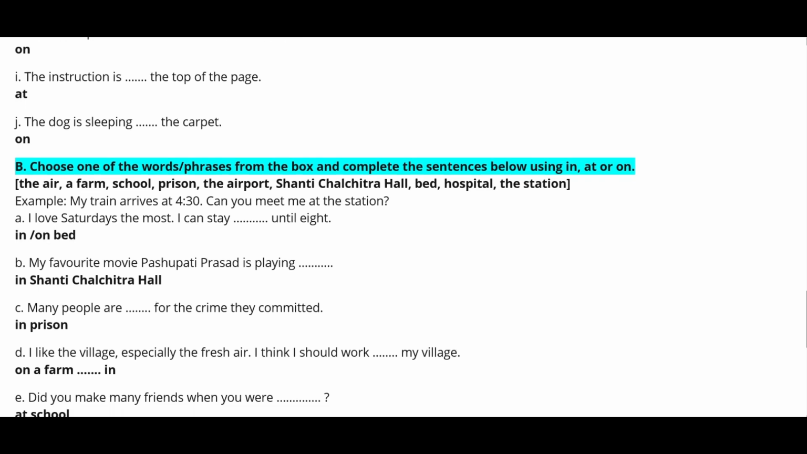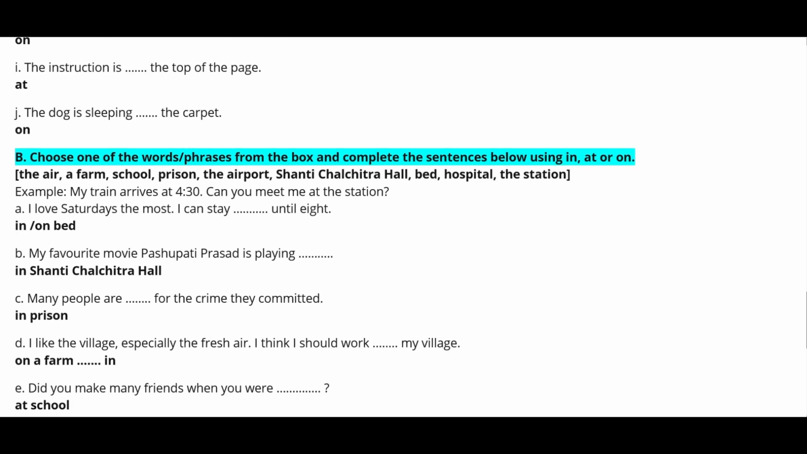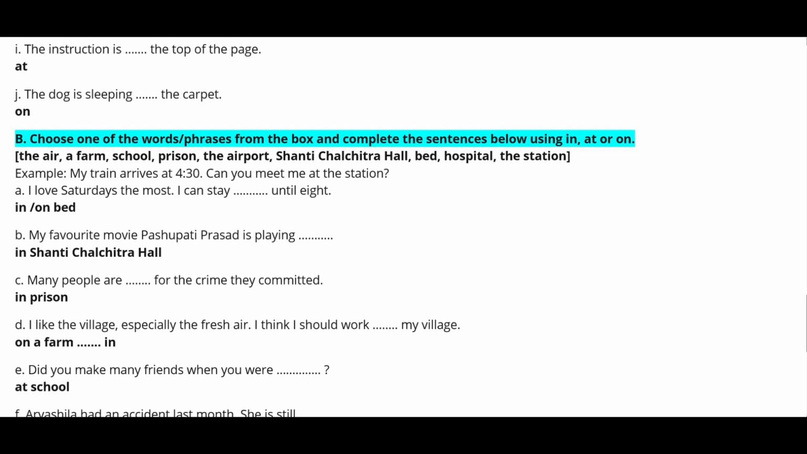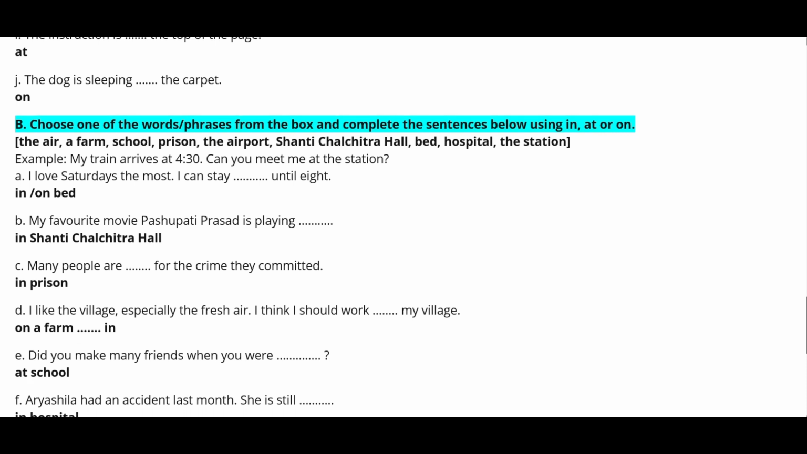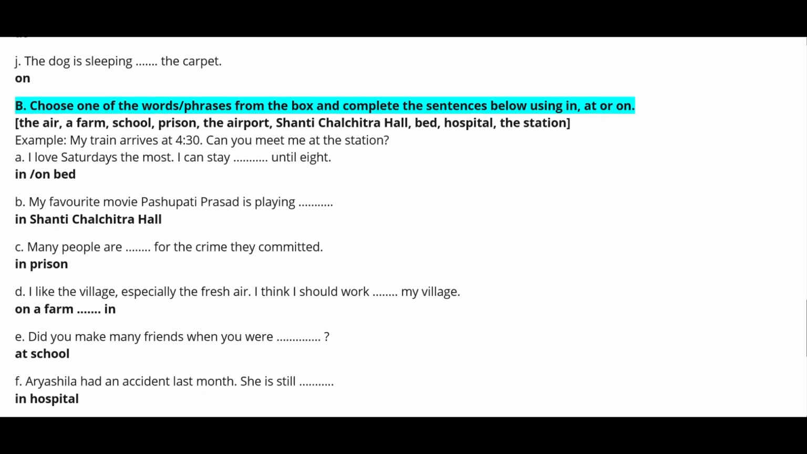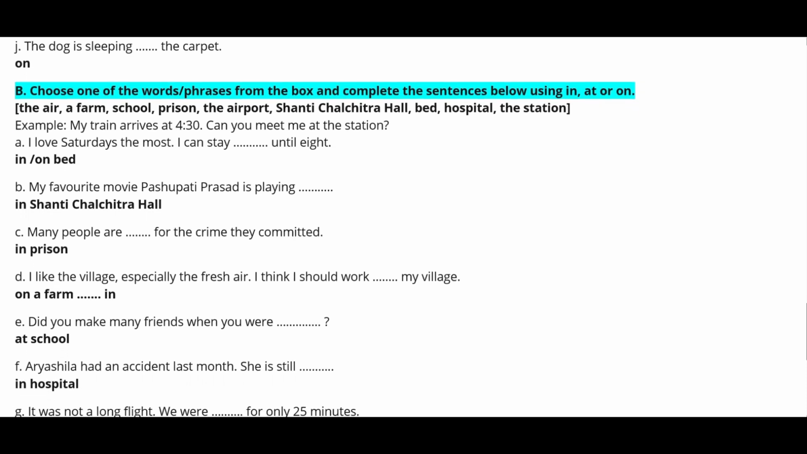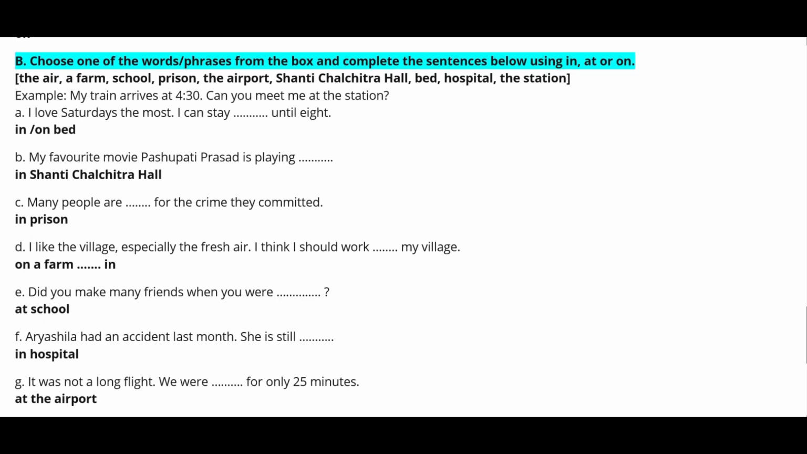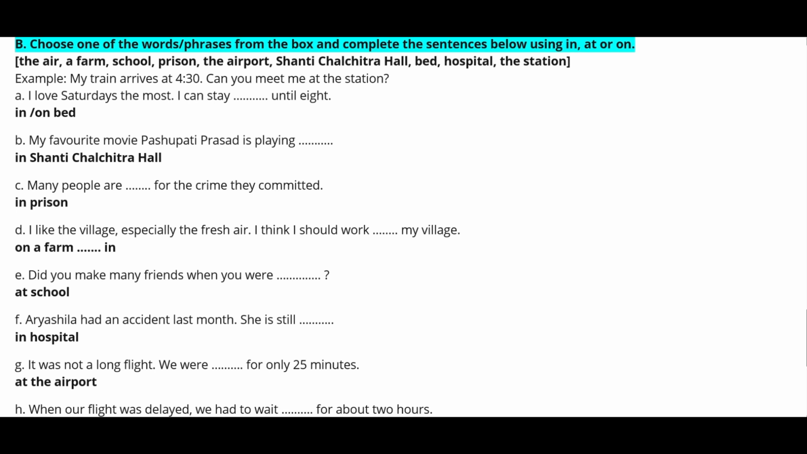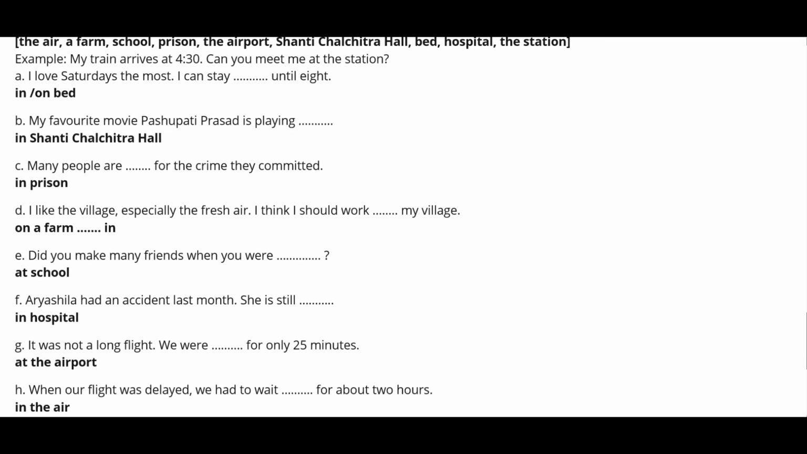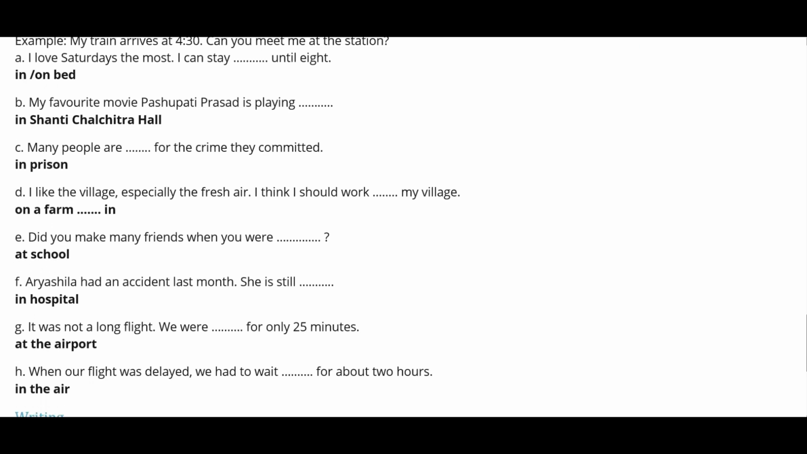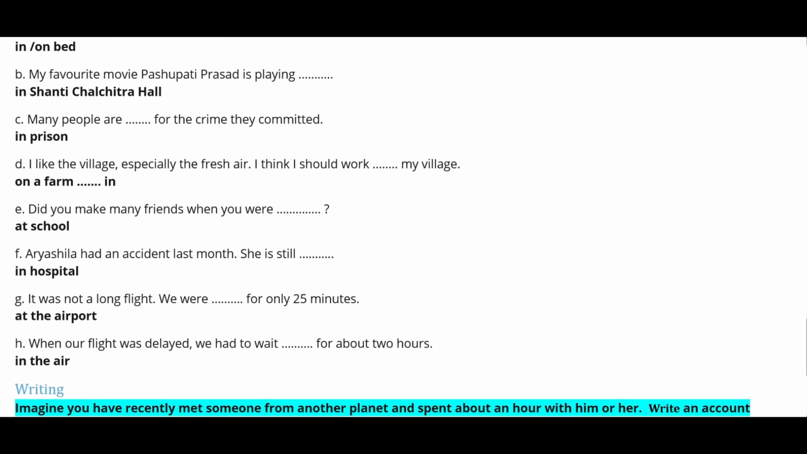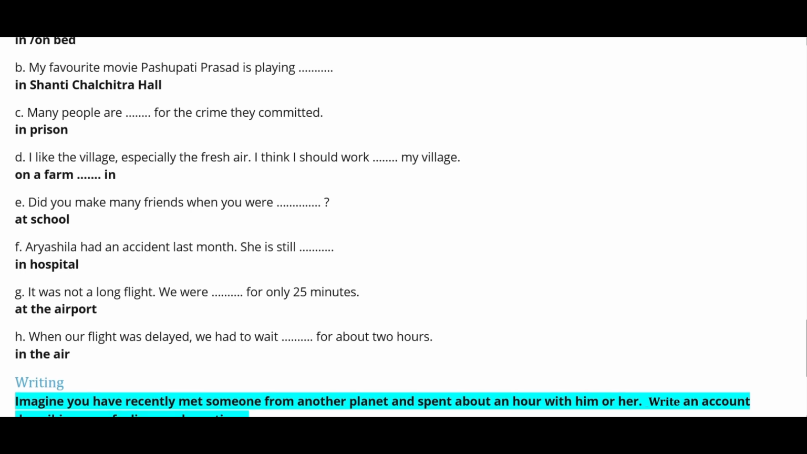E. Did you make many friends when you were at school? F. Aryashila had an accident last month. She is still in hospital. G. It was not a long flight. We were at the airport for only 25 minutes. H. When our flight was delayed, we had to wait for about 2 hours in the air.